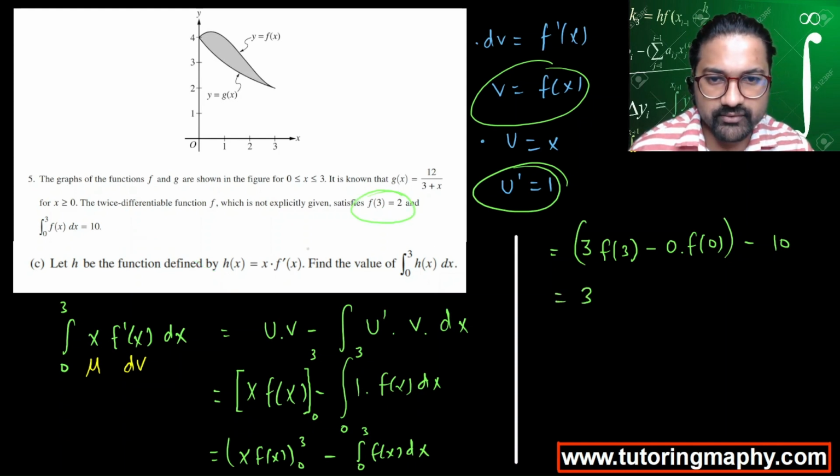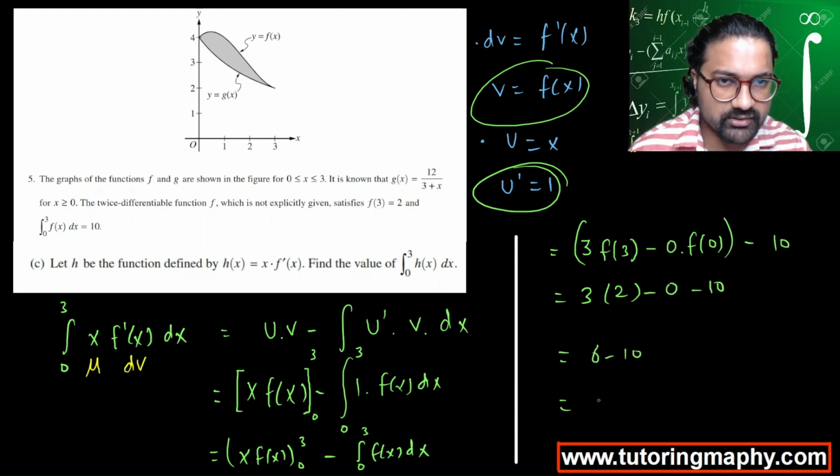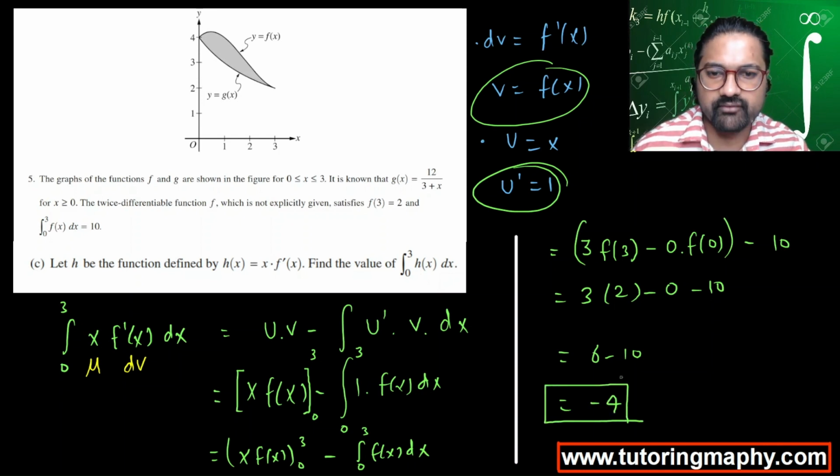f of 3 is already given. Yay, it's 2. Minus 0 times f of 0 is 0, minus 10. 3 times 2 is 6. 6 minus 10 is, you need a calculator for that? No, it's negative 4. That should be our final answer.